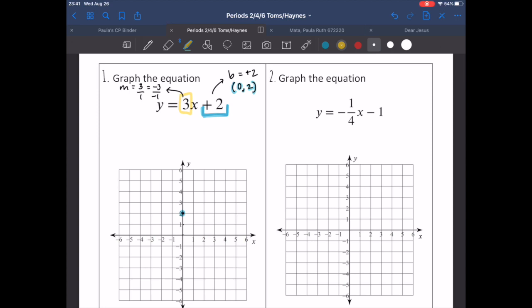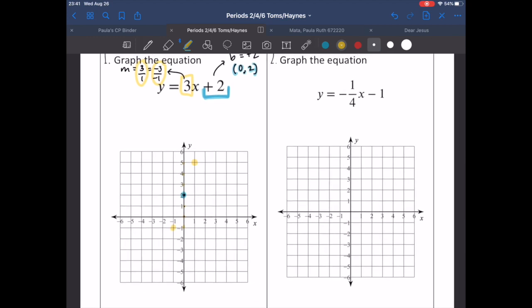Okay, so I start at this point 0, 2. Here we go. We're going to go to the top 1, 2, 3, because I'm looking at this slope now. Rise over run. I rise 3, and then I go to the right 1. Okay, same thing with this slope. If I start off at my y-intercept, which is at 0, 2, I'm going to do negative 3 over negative 1. So I fall, which is going down, 1, 2, 3, and to the left 1.